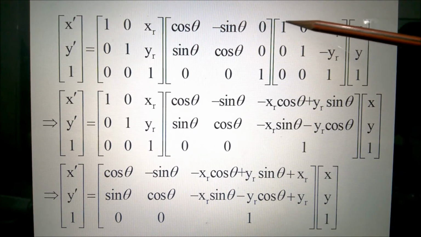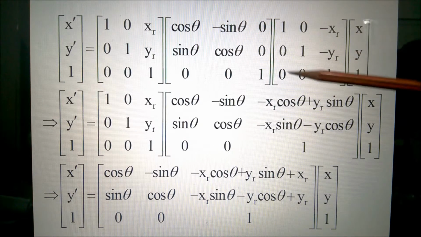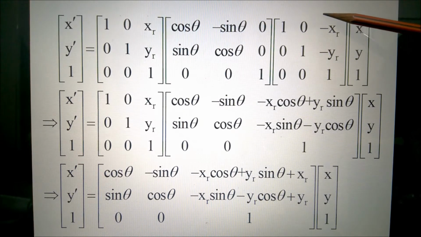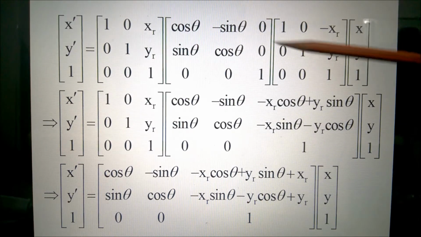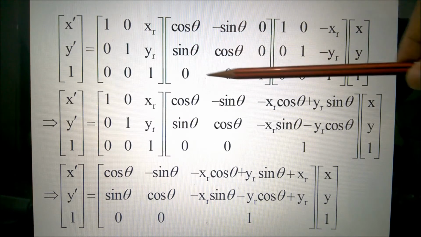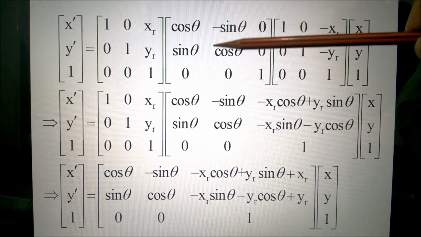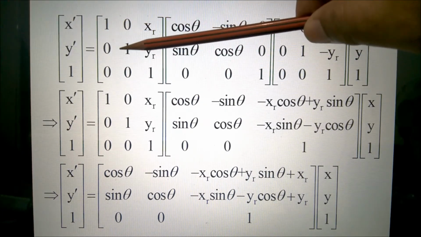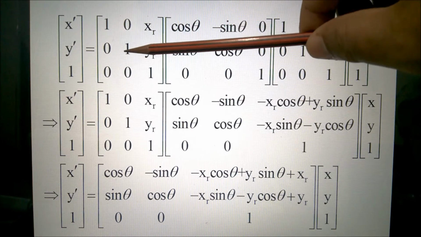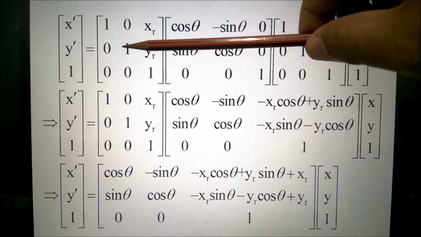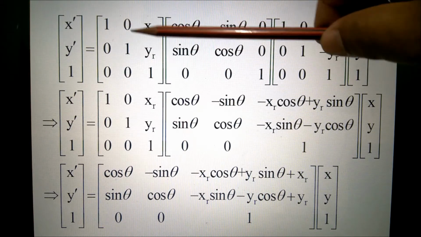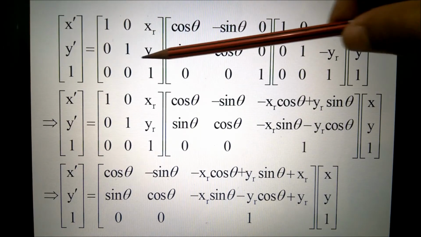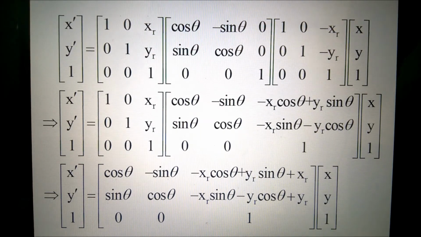Already I told you, this is the matrix responsible for translation from the pivot point, bringing it to the origin. Then the rotational transformation happens about the origin, that means the object has been rotated. And this matrix is responsible for bringing the object from the origin back so that the pivot point returns to its original position. Therefore, the multiplication of these three matrices is required.